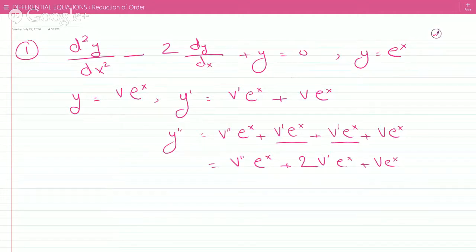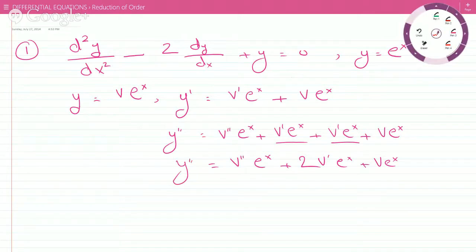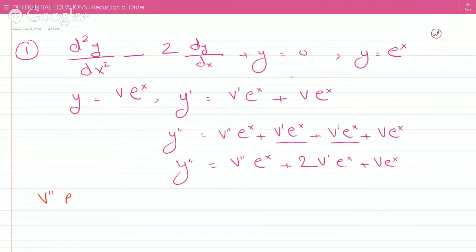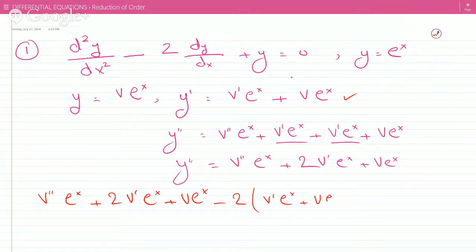So d squared y over dx squared is y double prime, no? So let's do the substitution. So we get v double prime e to the x plus 2v prime e to the x plus v e to the x minus 2 times y prime, which is this one here. So v prime e to the x plus v e to the x plus y, which is v e to the x, equals 0. So far, so good.